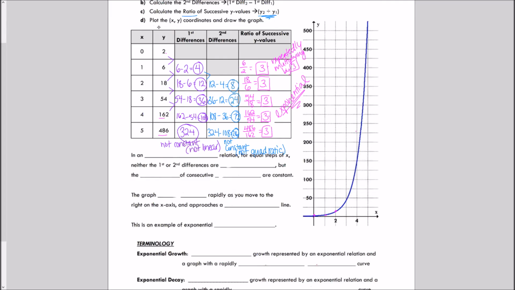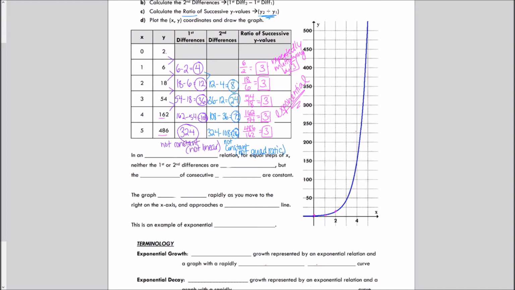So if you notice, it says to plot the xy coordinates and draw the graph. So if you see right here, at 0 it's 2, at 1 it's at 6, at 2 it's 18, so on and so forth. And my graph is starting off pretty slowly, and then all of a sudden it just shoots way up. And that's what happens when you have exponential growth, because it's starting normally, and then the more you multiply by a number, the larger your number gets. It gets bigger and bigger, like super fast, okay?